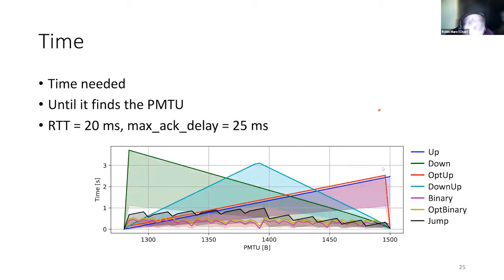Then the next metric we define is time. This is the time needed until an algorithm finds the PMTU. And as we can see here by the color filled area, we don't have a single result for each PMTU, but a range of possible time values.